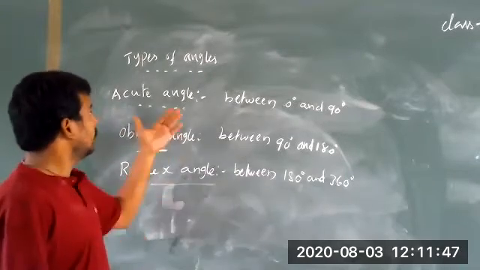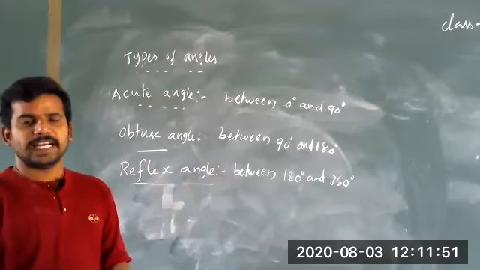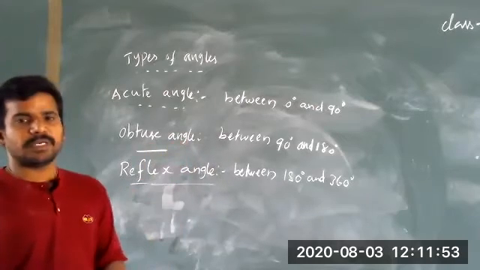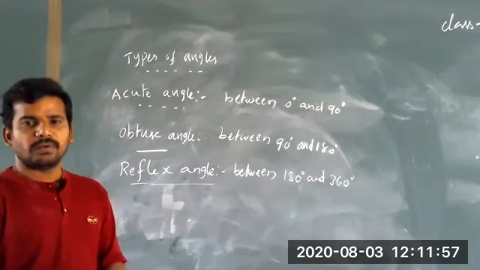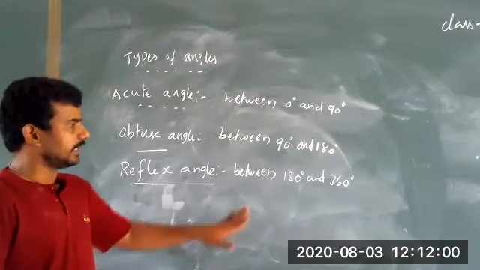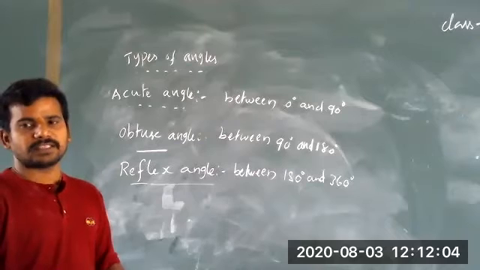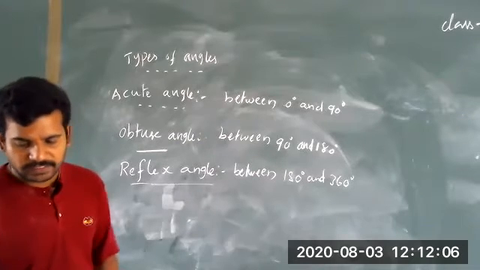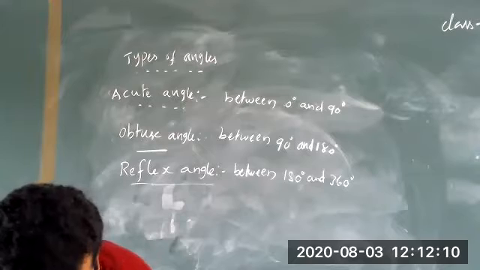Once again, children, acute angle: this angle is between 0 degrees and 90 degrees. Obtuse angle is between 90 degrees and 180 degrees. Reflex angle is between 180 degrees and 360 degrees. So these are called acute angle, obtuse angle, reflex angle. So, clear, children? Next, exercise 5.2.